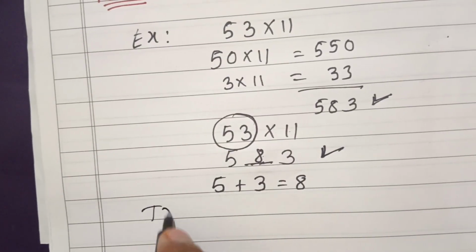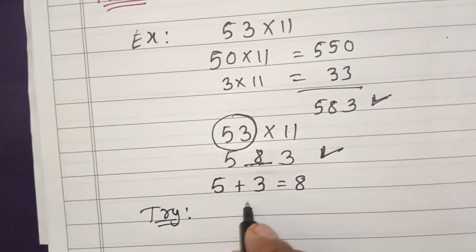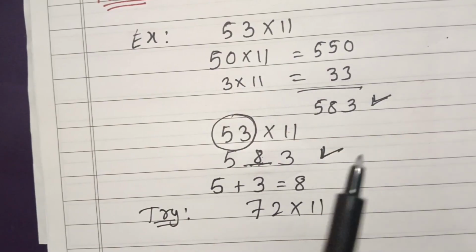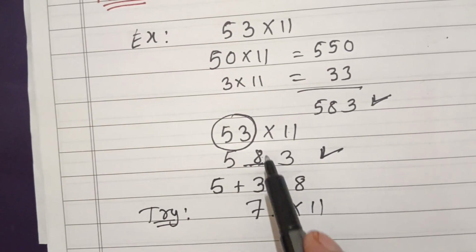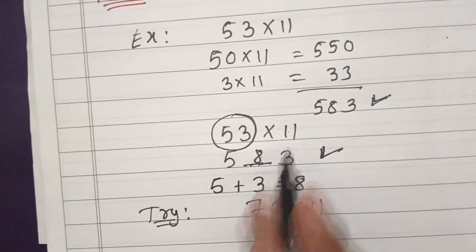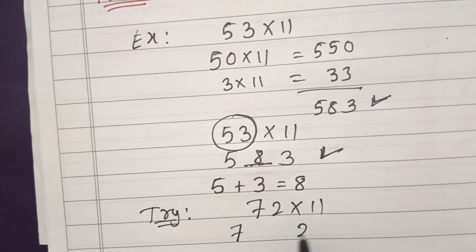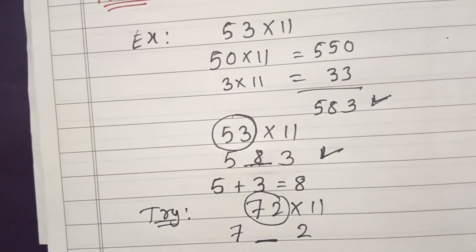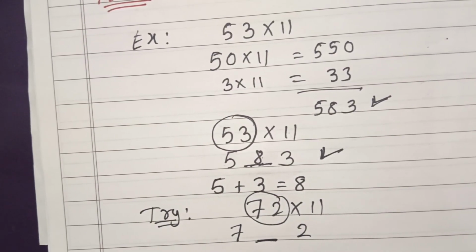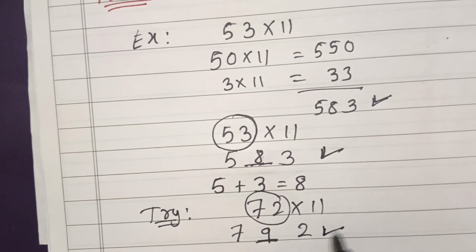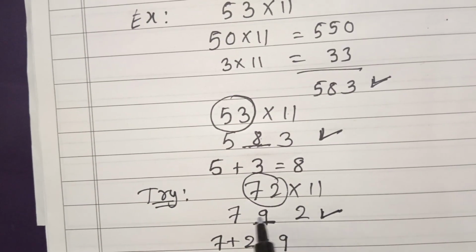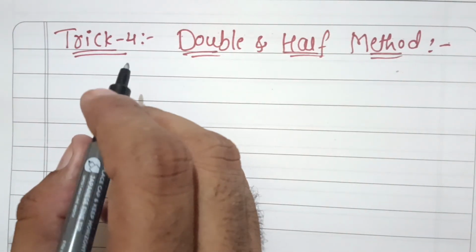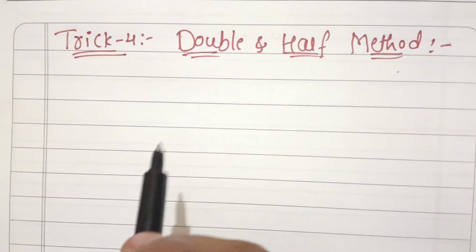So I am giving one question, 72 into 11. You can do the place value method, the regular method, or else let us follow this one. We can write it as 7 dash 2. What are the numbers in 72? 7 and 2. Add 7 plus 2, how much? 9. Write this 9 here. That's it, we got our answer. So the answer is 792.